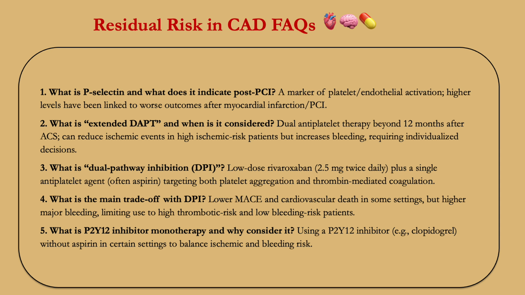What's the main trade-off with DPI? Lower MACE and cardiovascular death in some settings, but higher major bleeding, limiting use to high thrombotic risk and low bleeding risk patients. What is P2Y12 inhibitor monotherapy and why consider it? Using a P2Y12 inhibitor, for example clopidogrel, without aspirin in certain settings to balance ischemic and bleeding risk.